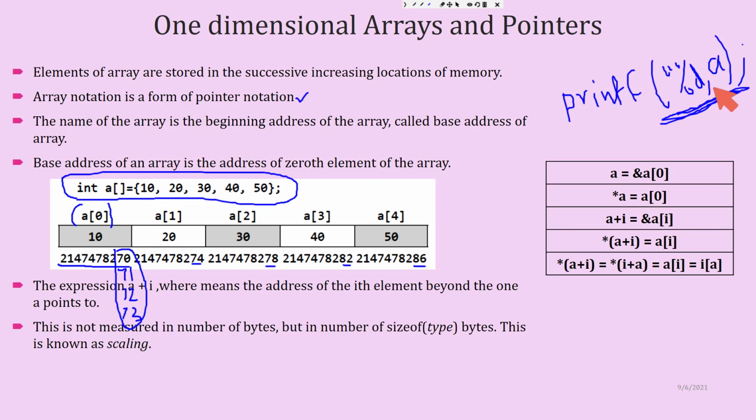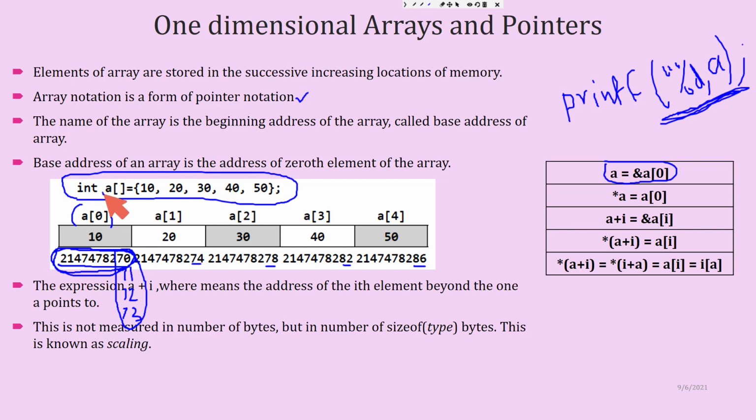One more thing. Suppose I am printing the value of a. The value of a will be the same as the address of the first cell. That's why I have written here a equal to ampersand a of 0. What is a of 0? The first cell. What is ampersand a of 0? The address of the first cell. Here, this equal to is not an assignment operator; it just denotes that the address of the first cell is the same as the name of the array.